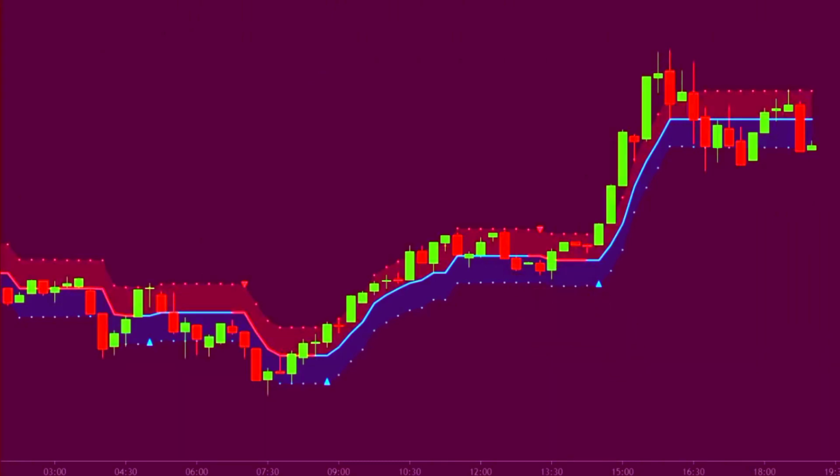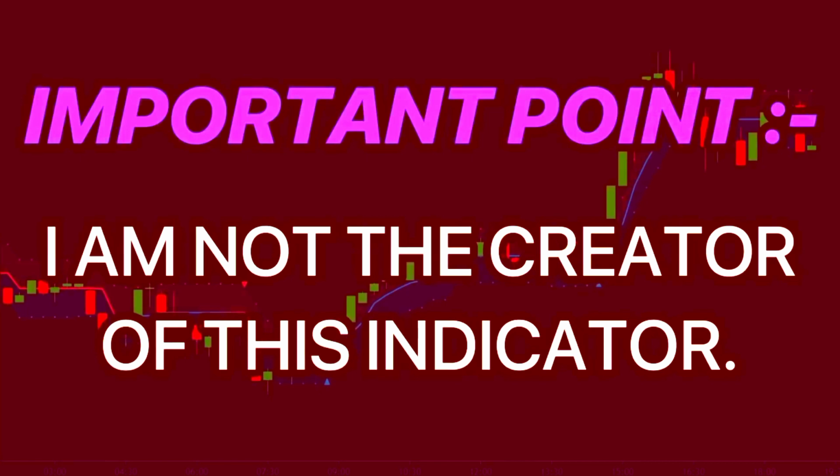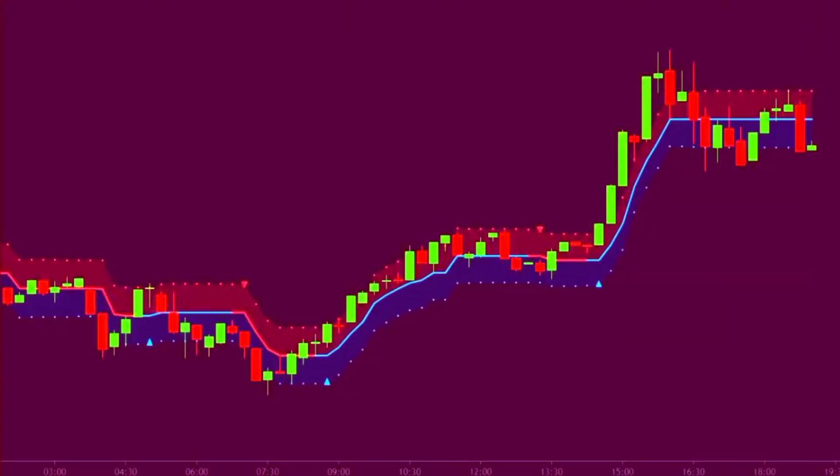If you are using any other trading platform, then just Google the indicator and download it for your particular trading platform. But in my opinion, using TradingView is much easier. Now, an important point to remember here is that I am not the creator of this indicator. A lot of so-called traders, especially on YouTube, try to sell this indicator as their own. But I want to make sure that I am not one of them. I don't know who created this indicator, but it certainly isn't me.